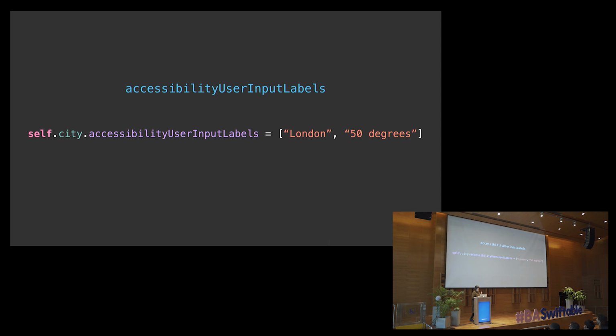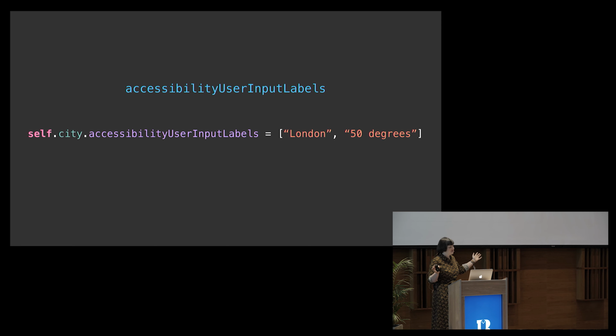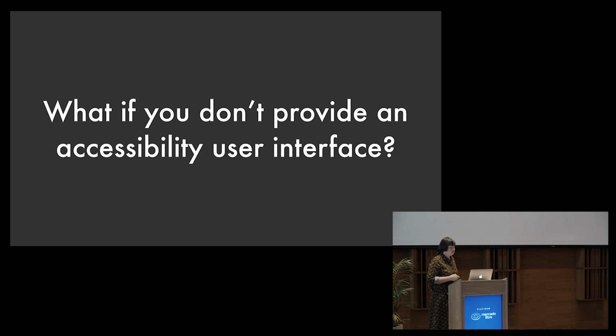But they've added accessibility user input labels, so you can specify an array of different strings. In that case, as a user, I would just want to say London. I maybe would want to say 50 degrees, but I don't know. You can basically provide as many strings as you want, which helps with the user experience.